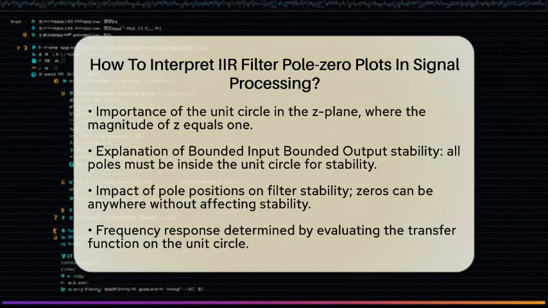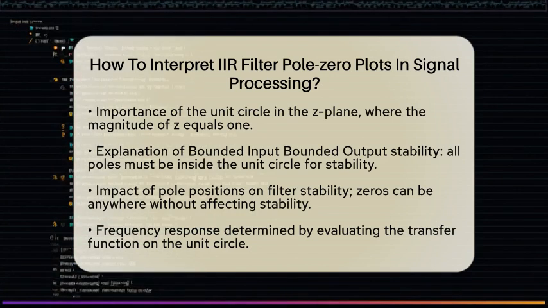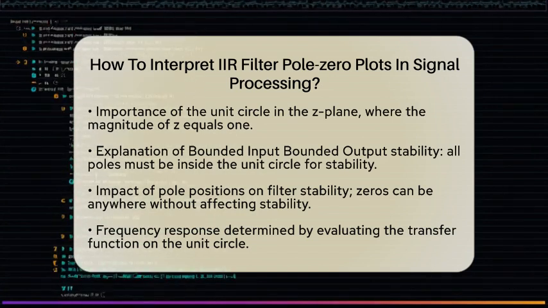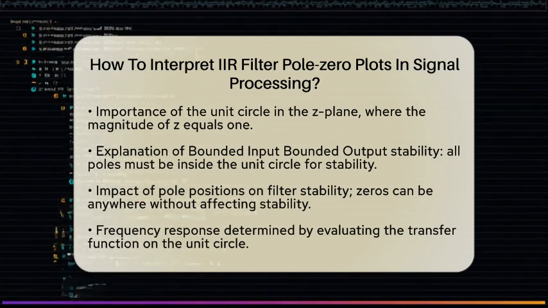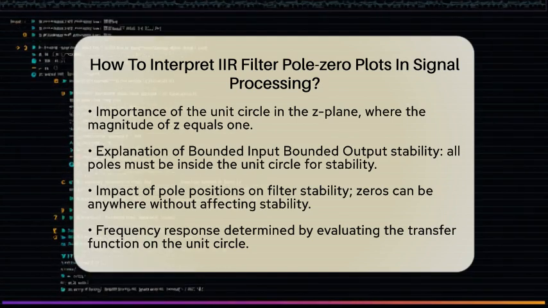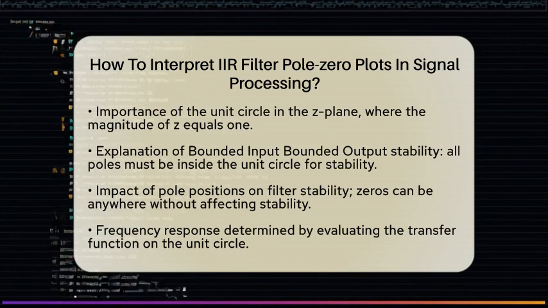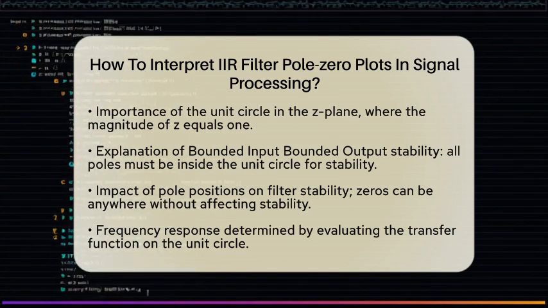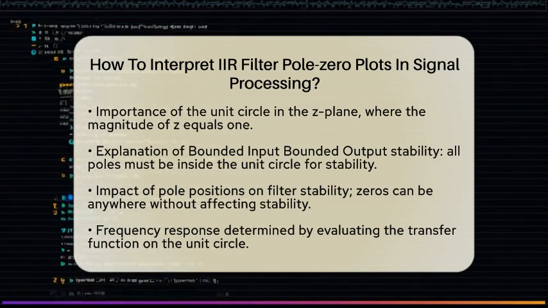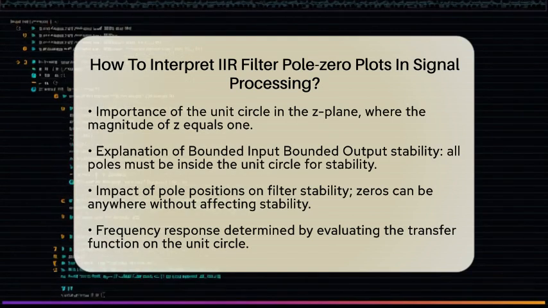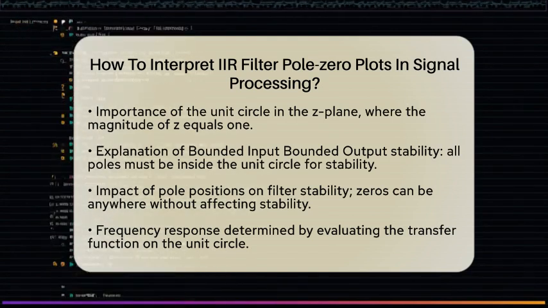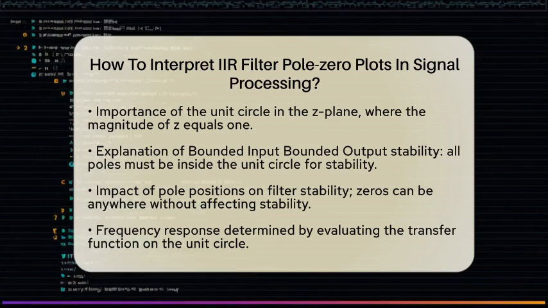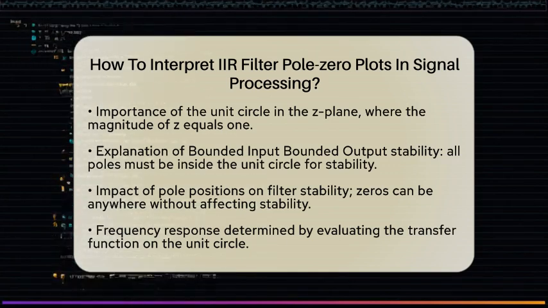Next, let's talk about frequency response. To find the frequency response, we evaluate the transfer function on the unit circle, where z equals e raised to the power of j times omega. Here, omega represents the normalized angular frequency. Poles that are close to the unit circle can create peaks in the frequency response, which enhance certain frequencies. Conversely, zeros near or on the unit circle can create dips, attenuating specific frequencies.